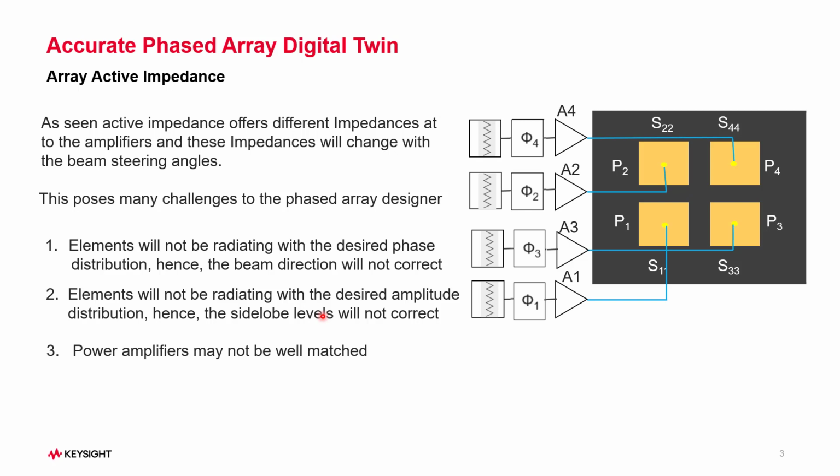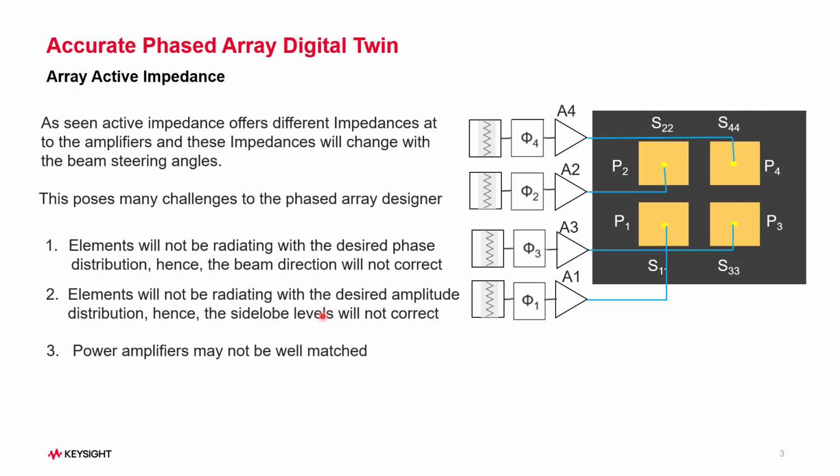As we can see, the impedances keep changing. The impedances experienced by these four amplifiers will be changing as we steer the beams. Even though the power amplifier designer might have done a good match between the amplifiers to a specific set of impedances, if these changing impedances range over large values, they may not be able to match with all those impedances.